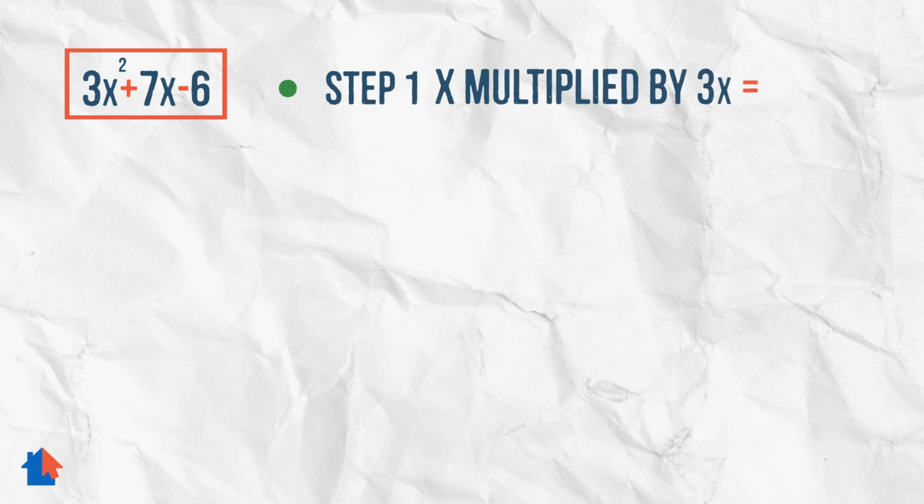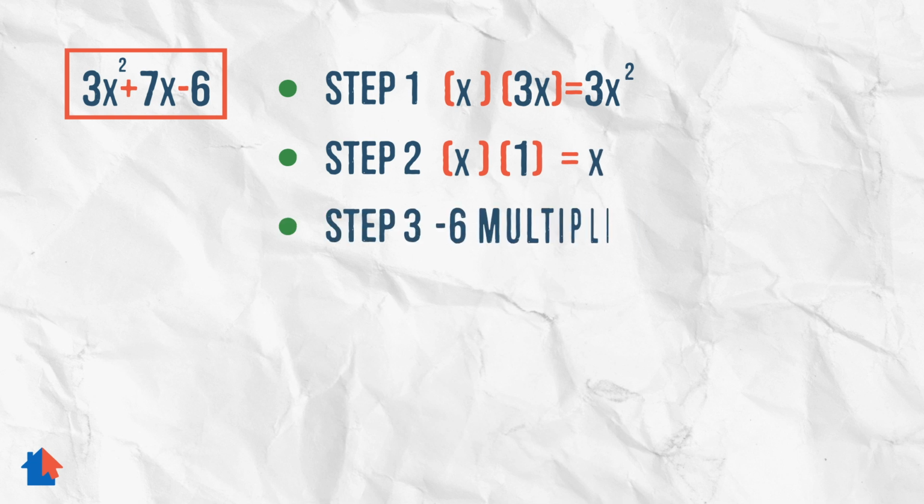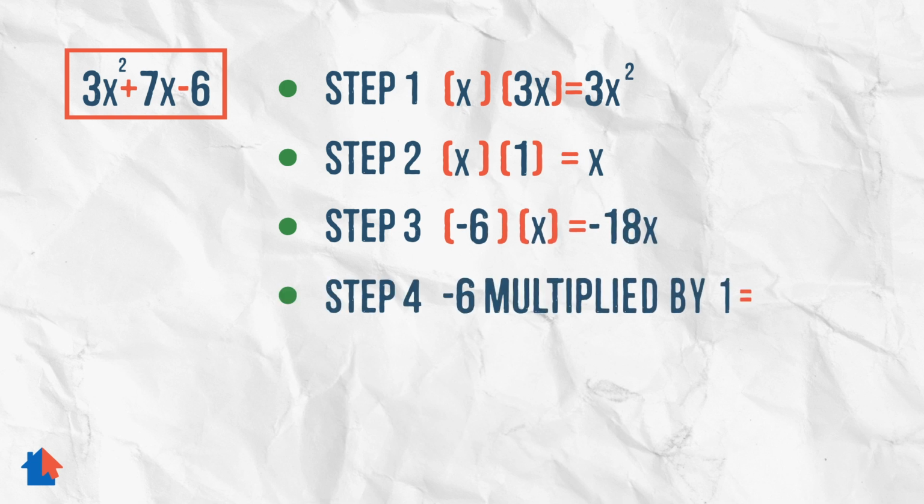Step 1. x multiplied by 3x equals x times 3x equals 3x squared. Step 2. x multiplied by 1 equals x times 1 equals x. Step 3. Negative 6 multiplied by 3x equals negative 6 times 3x equals negative 18x. Step 4. Negative 6 multiplied by 1 equals negative 6 times 1 equals negative 6.